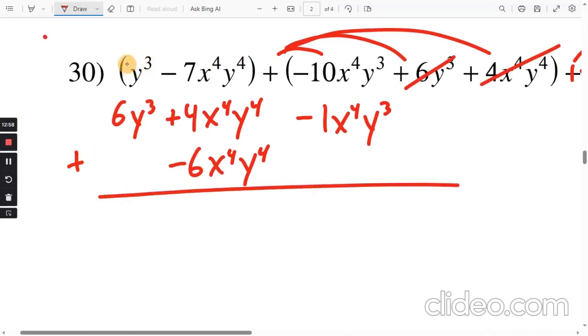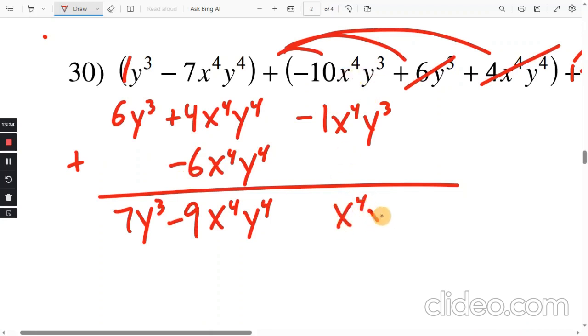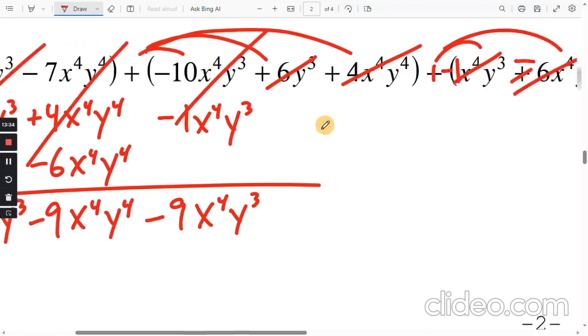Okay, y to the third is 1y to the third. So we keep y to the third. 1 plus 6 is 7. Here we have x to the fourth, y to the fourth. -7 plus 4 is -3. Minus 6 is -9. All right, here we have x to the fourth, y to the third. -10 minus 1 is -9. All right, so we did this column, and that column, and everything else is crossed off.